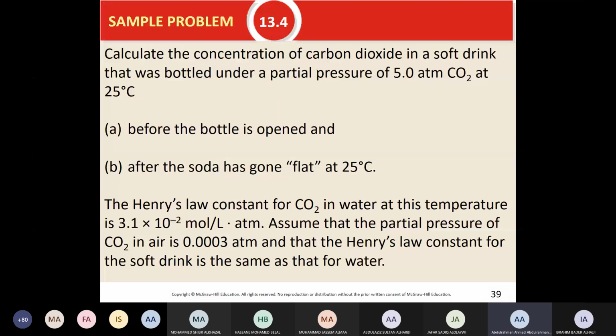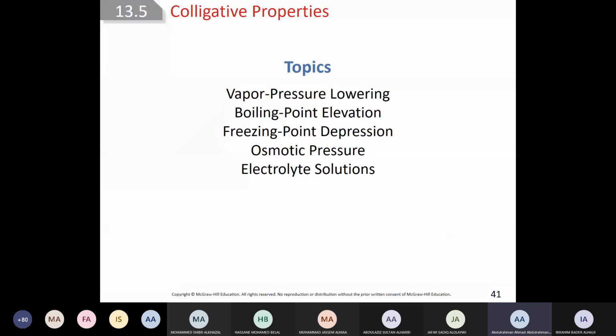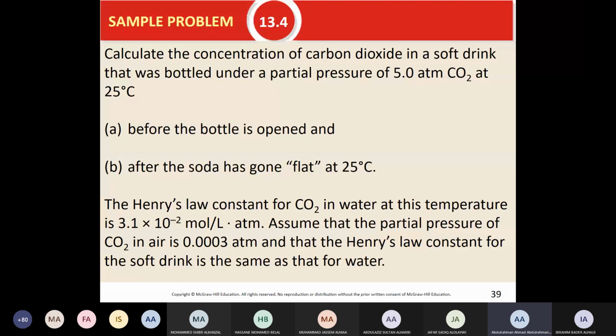I will stop here because the time is over, but we'll come to this problem next time, inshallah. All right? And as usual, let me stop here.